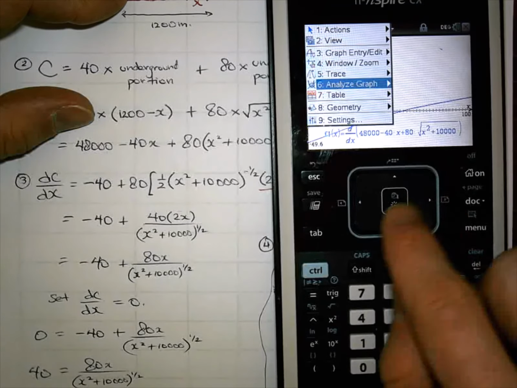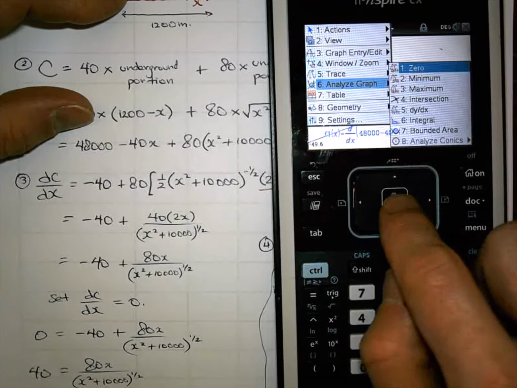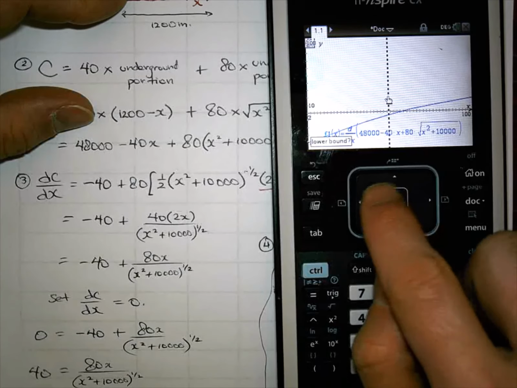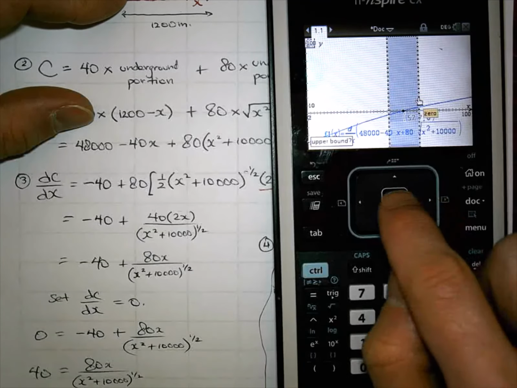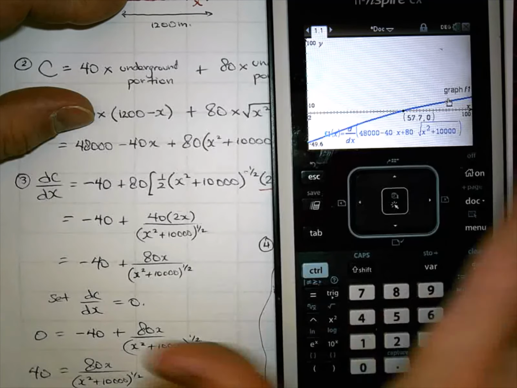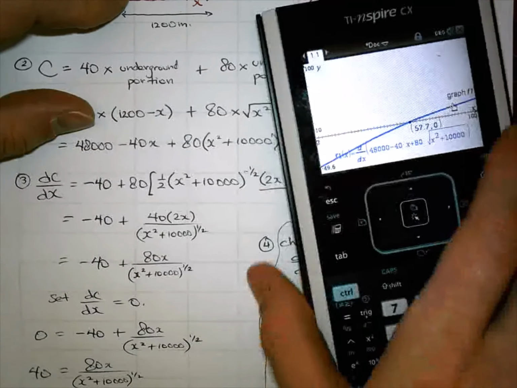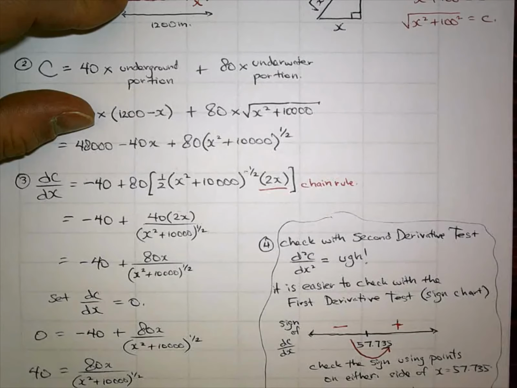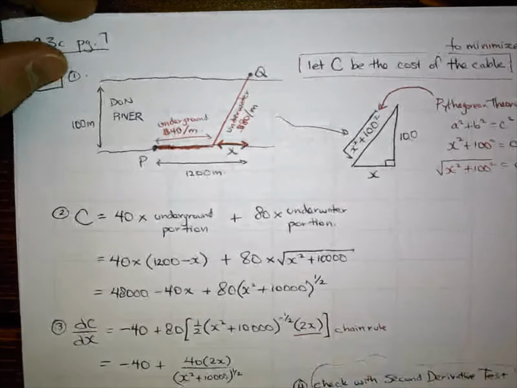Menu, analyze graph, zero. Where the derivative is equal to 0 corresponds to a max or min, and there you can see it's 57.7. So those are both ways of almost cheating with your graphing calculator. That's why I would expect that if you get a question like this, it will be a non-calculator question.